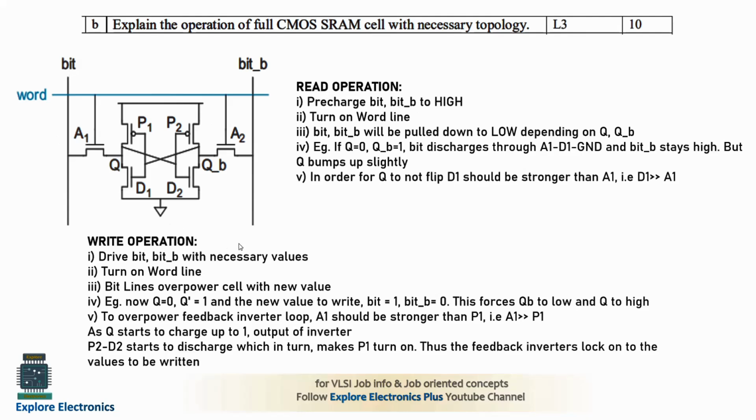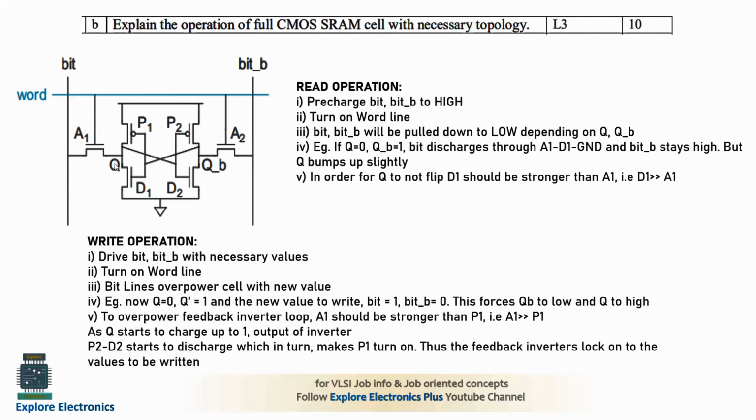Coming to the write operation, it is a similar case, but whatever value we are writing into the RAM needs to be passed from bit, and obviously bit bar will be the reverse of that. If we are writing 1, bit will be 1 and bit bar will be 0. And then we need to turn on the word line, and A1 will be on, A2 will be on. Because bit is equal to 1, this data will be available for Q.